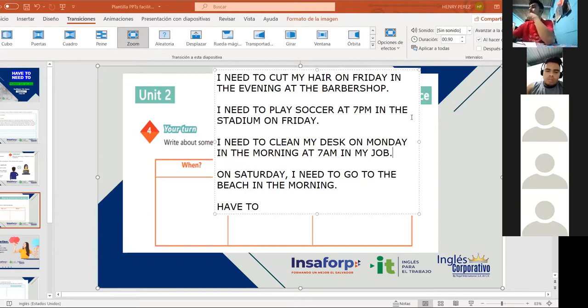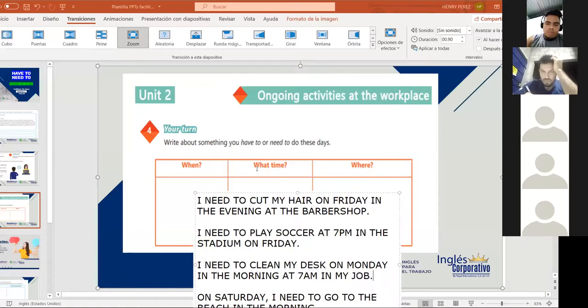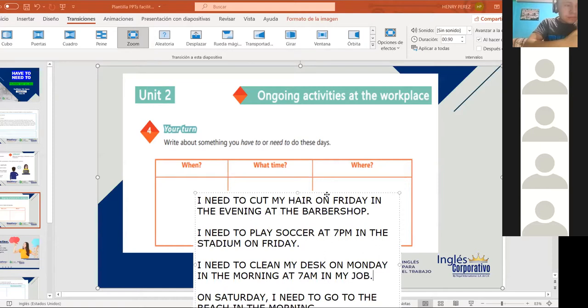Okay, recuerden que tienen que poner las tres, right? El tiempo, dónde y cuándo. Okay, Victoria. Okay, teacher. Okay, remember el tiempo, right? Two, four, six, seven, eight, nine. Okay, por el momento llevo 9 nomás. Son 18 de ustedes. There are 18 of you. Nomás he recibido 9. Okay, you have 1 minute to send it.